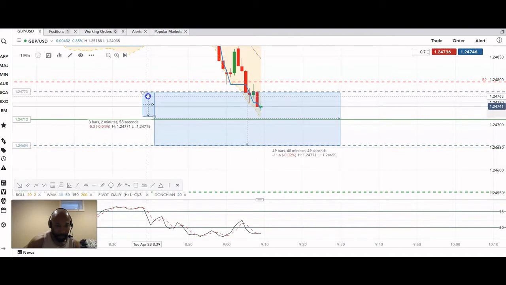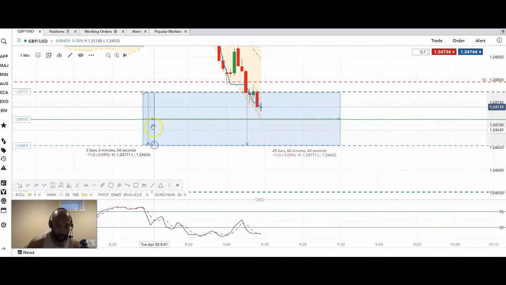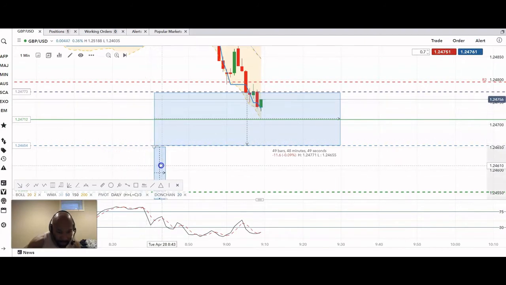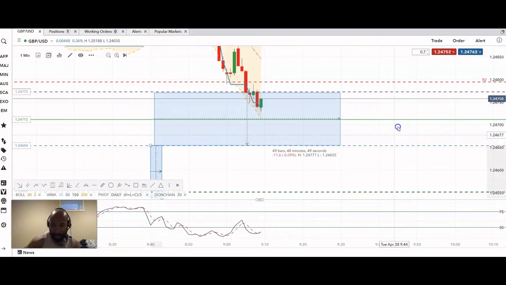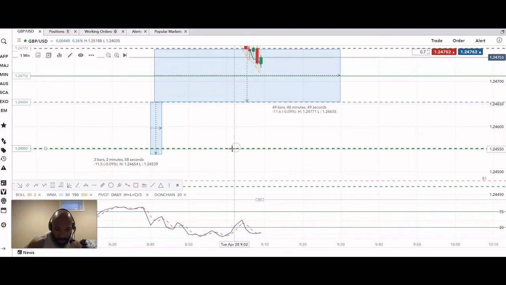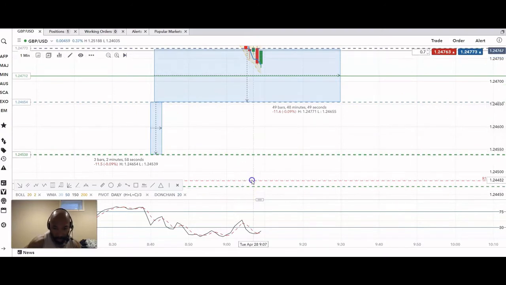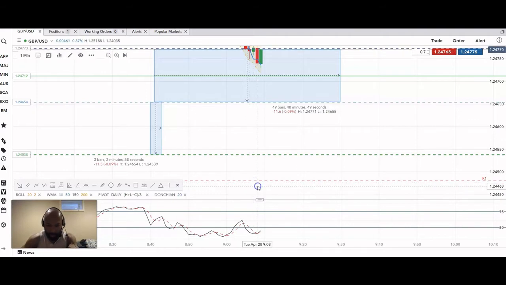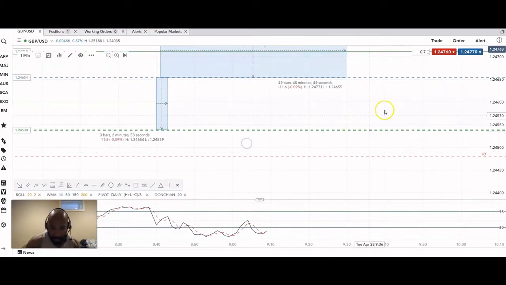What I'm going to do, I'm going to measure this and do something similar. Just see if we were to have a similar movement, where would it end? Oof. That's a major, that's a, stop. That's a, look at that.